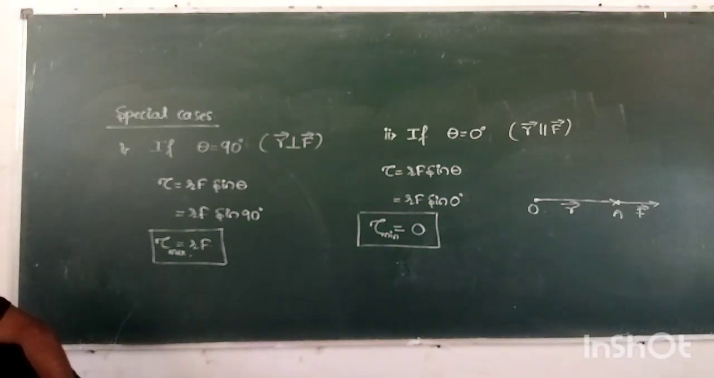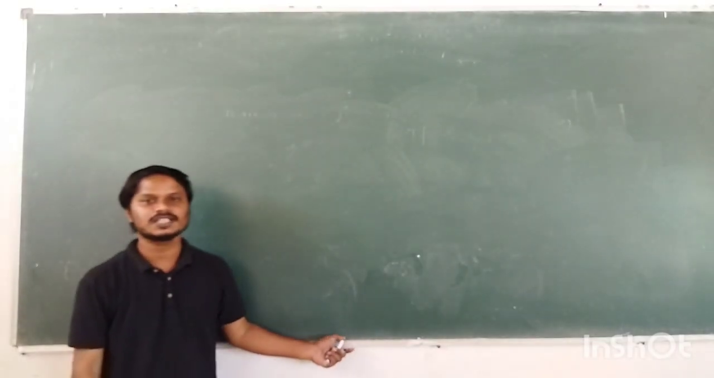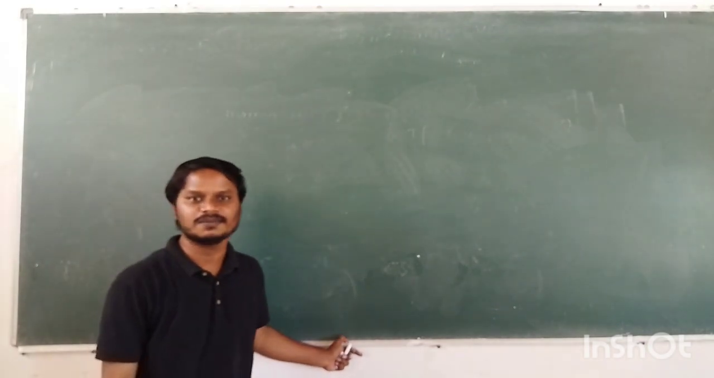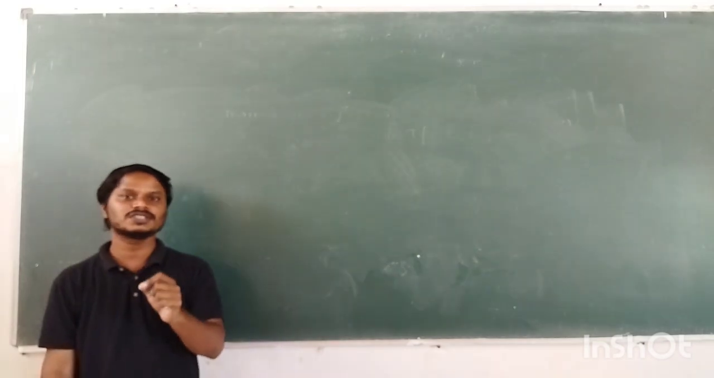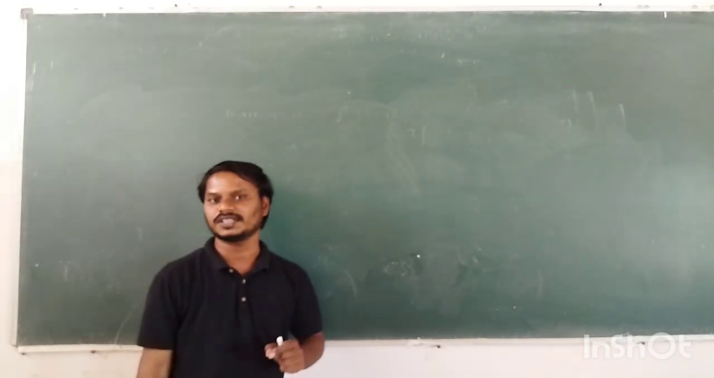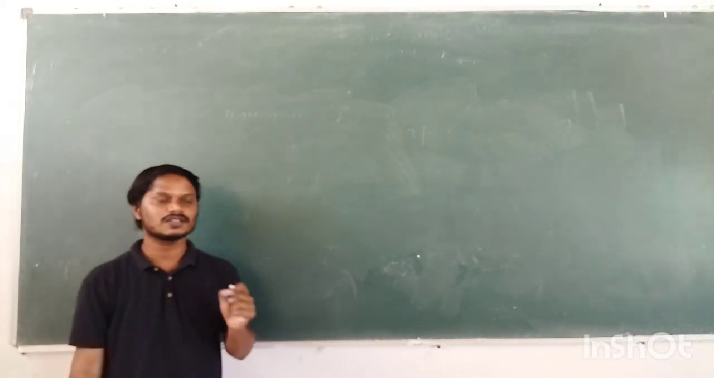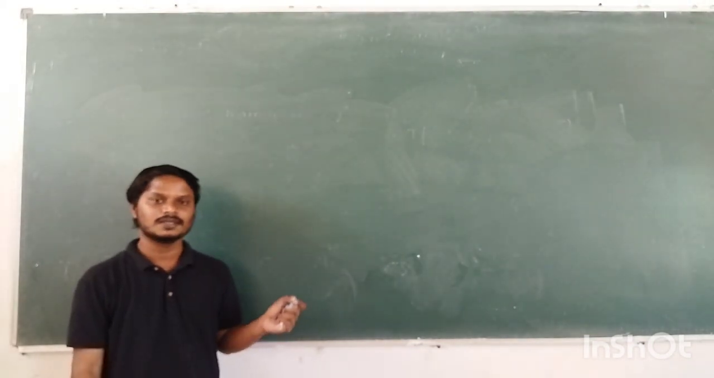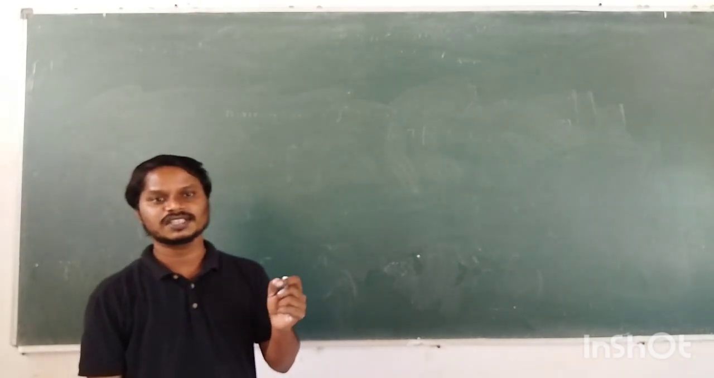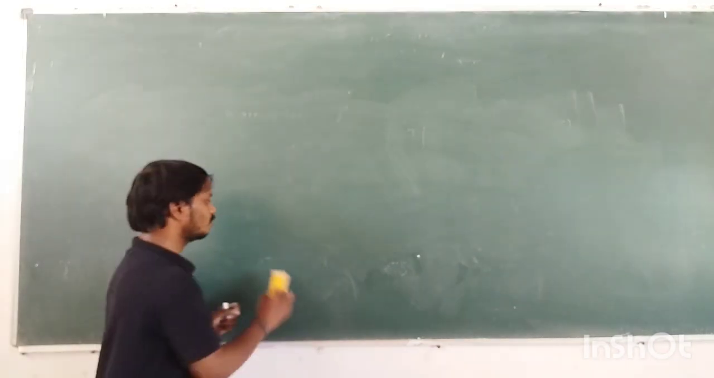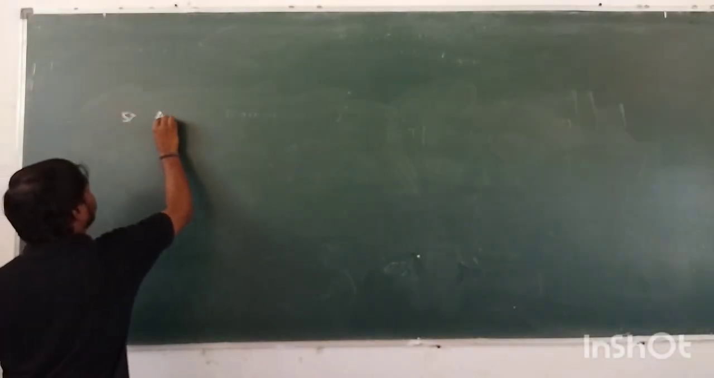Okay. Next, the fifth term. What is the fifth term? That is angular momentum. Angular momentum is the cross product of position vector and linear momentum vector. What is the torque here? Torque is nothing but the cross product of position vector and force vector. But what is angular momentum? It is the cross product of position vector and linear momentum vector. Fifth one, that is angular momentum.